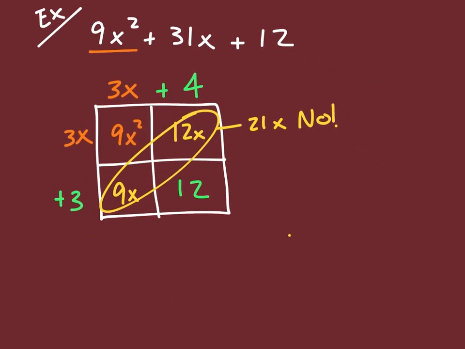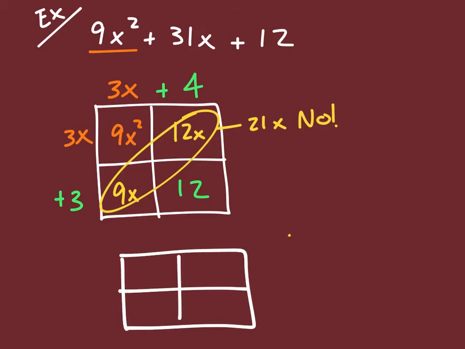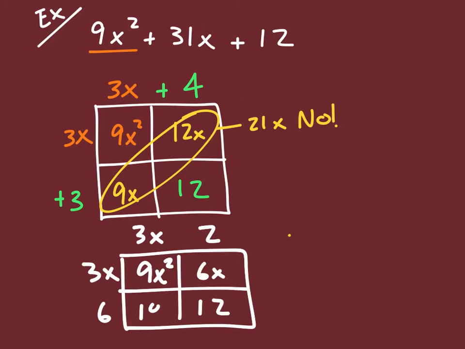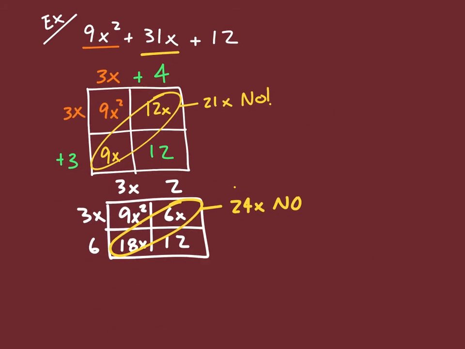So let's try something else. All right, let's again come in here. Let's do 9x squared. Let's do 12. So let's try 3x again and 3x, and let's try 2 and 6. Okay, so 2 times 3x is 6x. 6 times 3x is 18x. If I add these two things together down here, that's going to give us 24x. Again, that doesn't match what we have here. Well, let's try 1 and 12.